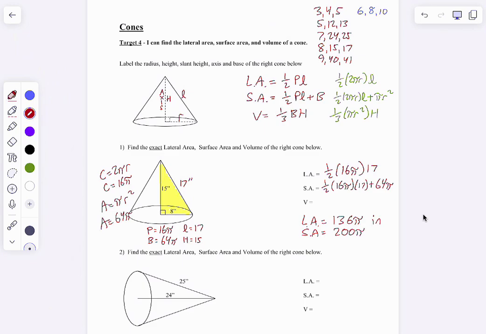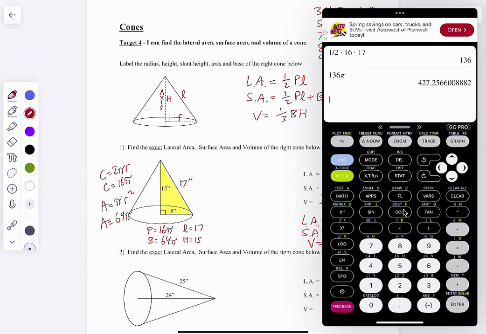This would be in inches squared because it's an area. All the areas are square units. The volume is going to be cubic units. The volume formula is 1/3 area of the base times height. And that's the only time we use that 15. That capital H only appears in the volume formula. So I do 1/3 area of the base, capital B, times height. And then again, I put that in my calculator, 1/3 of 64 times 15.